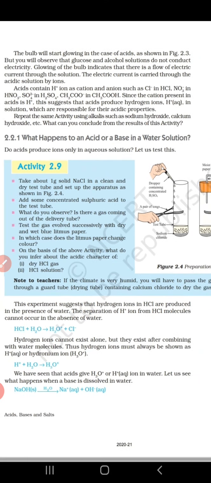Now here we have to stop. In the next class we will discuss what happens to an acid or base in water solution. जब water solution में acid और base dissociate होते हैं, then what happens? So up to this we stop here.